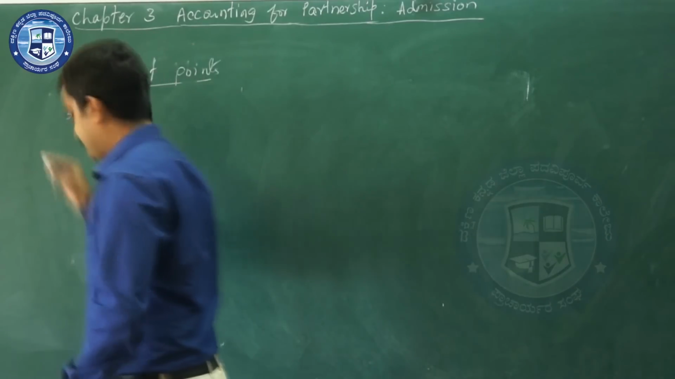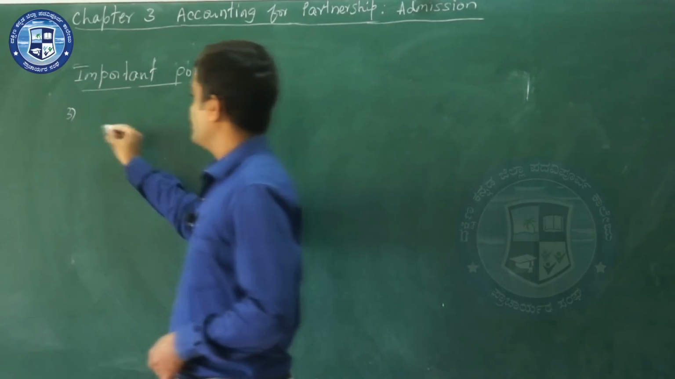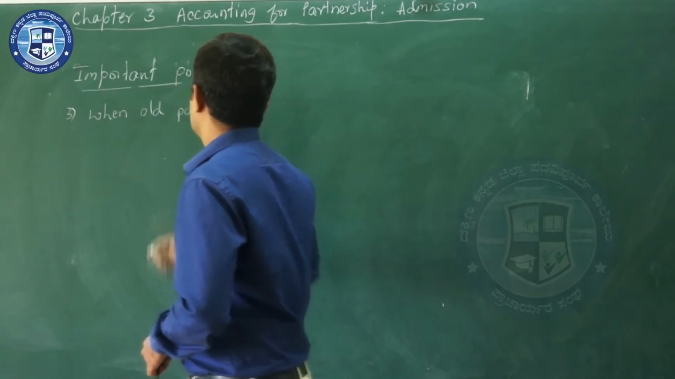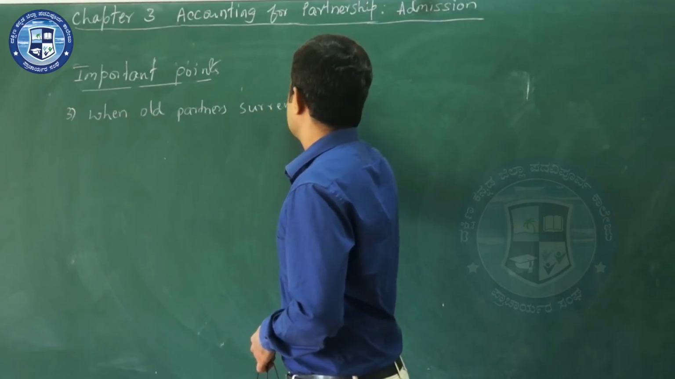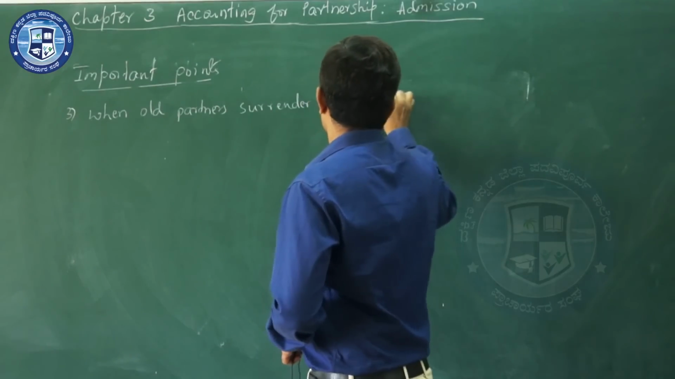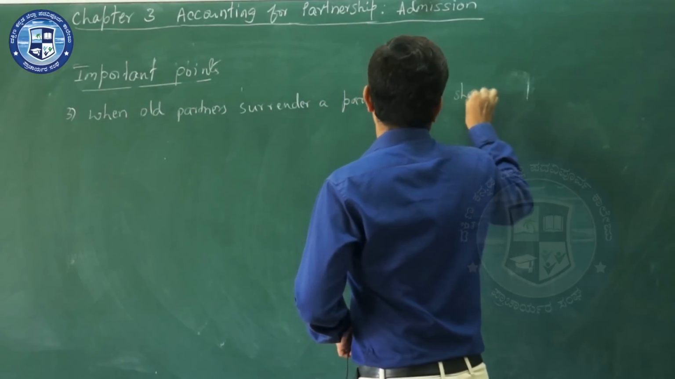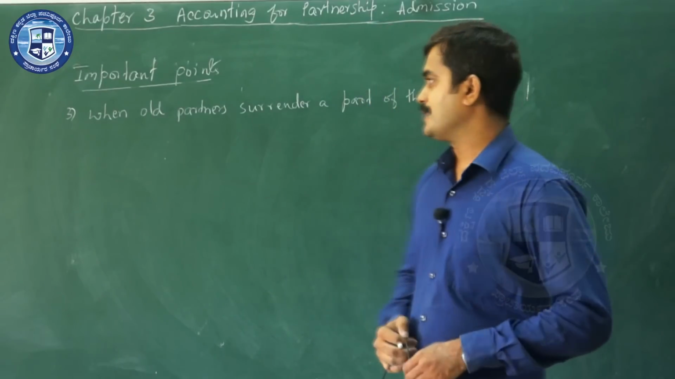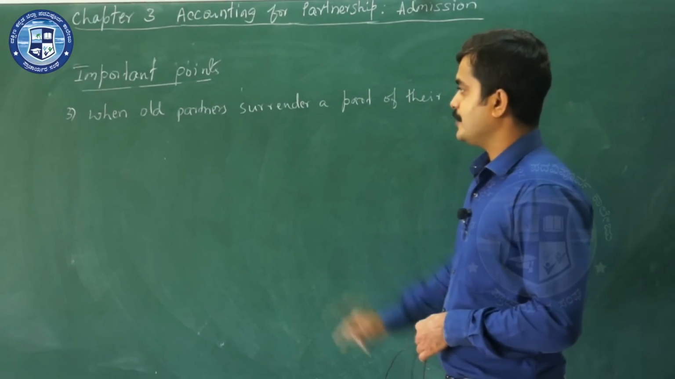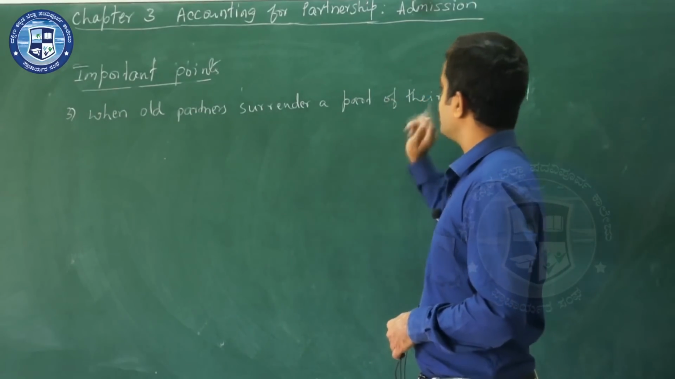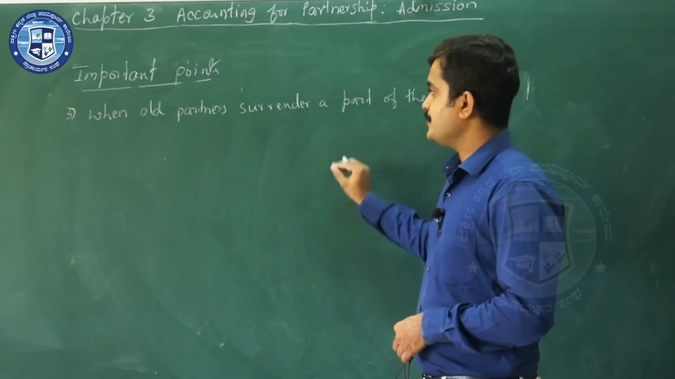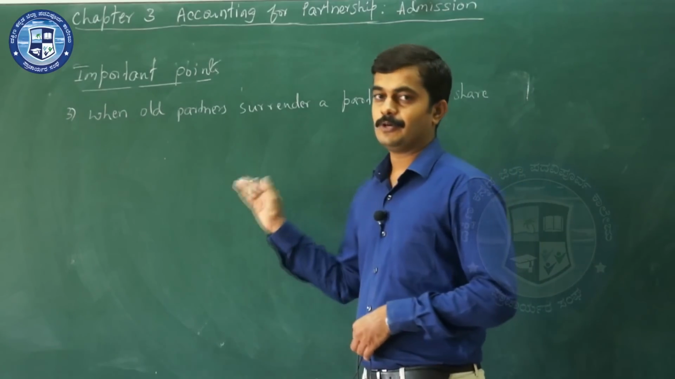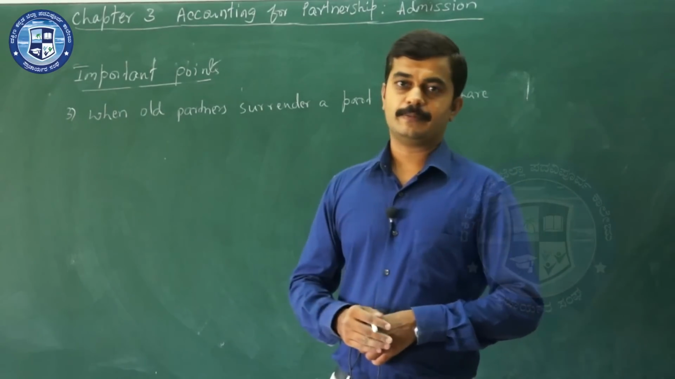Next, the third situation is when old partners surrender a part of their share in favor of a new person or new partner. So in this case, how to calculate new share of old partners? Look at the situation where the old partners surrender a part of their share. In this case, first we have to calculate share sacrificed by old partners, and then we can calculate new share of old partners by deducting share sacrificed from their old share.